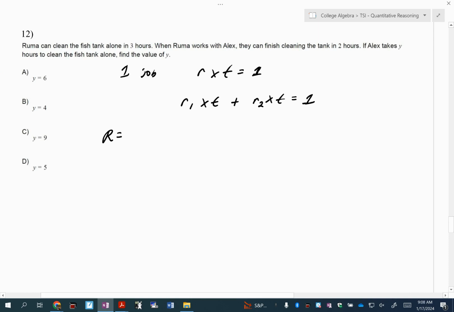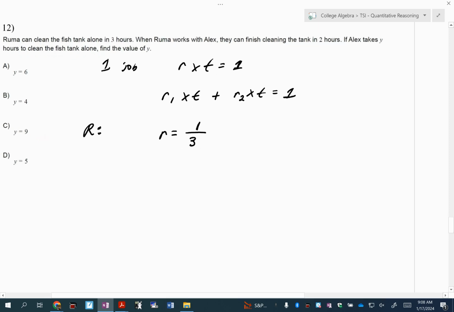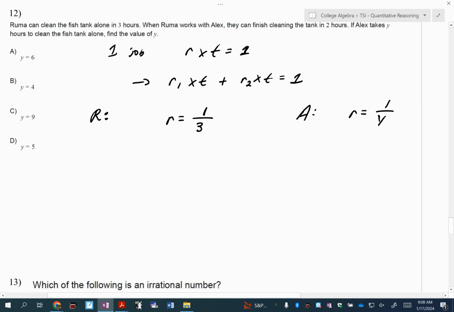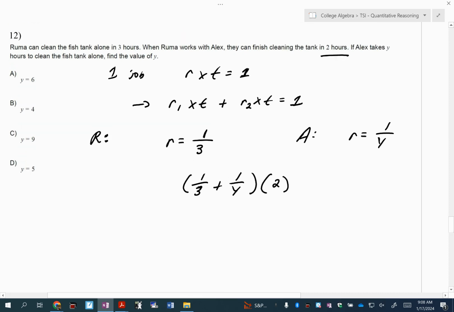So that would mean her rate is going to be 1 over 3, since it takes her 3 hours to do it. For Alex, it says it takes Y hours for Alex to clean the fish tank alone. That's going to be his or her rate, 1 over Y hours. So if we use this formula, we have 1/3 plus 1 over Y, times the time it takes for them to clean it together, which is 2 hours, and that's equal to one job.